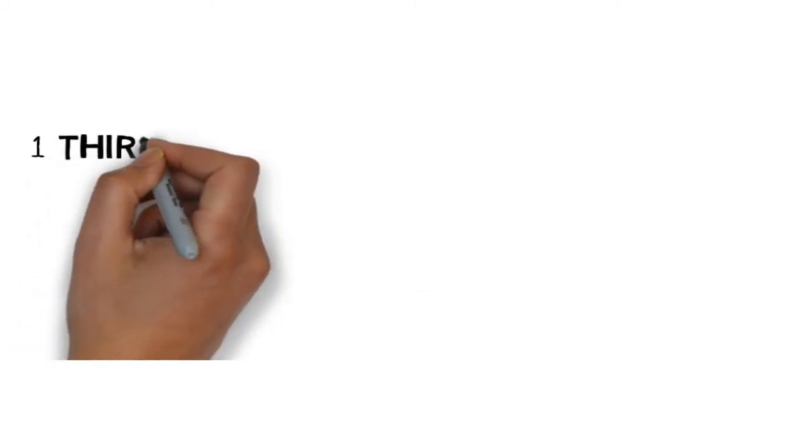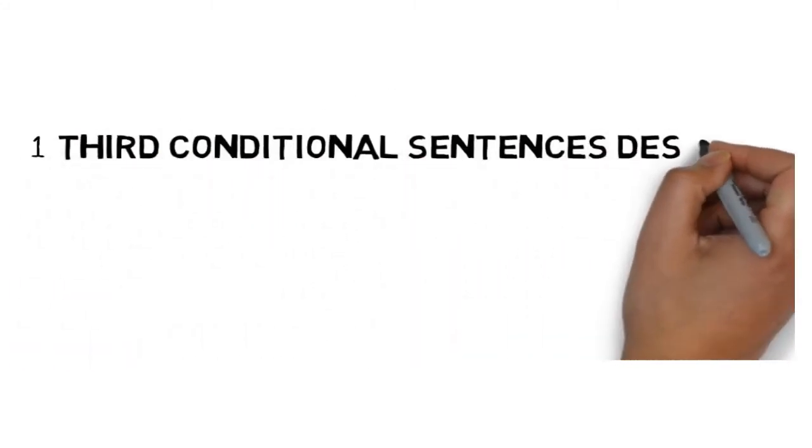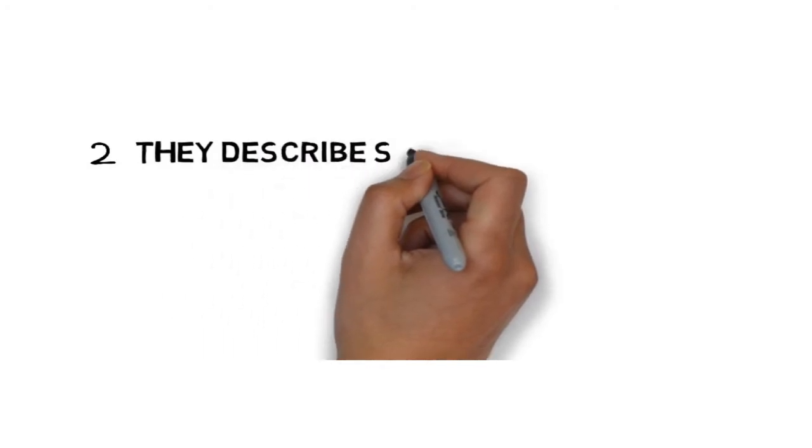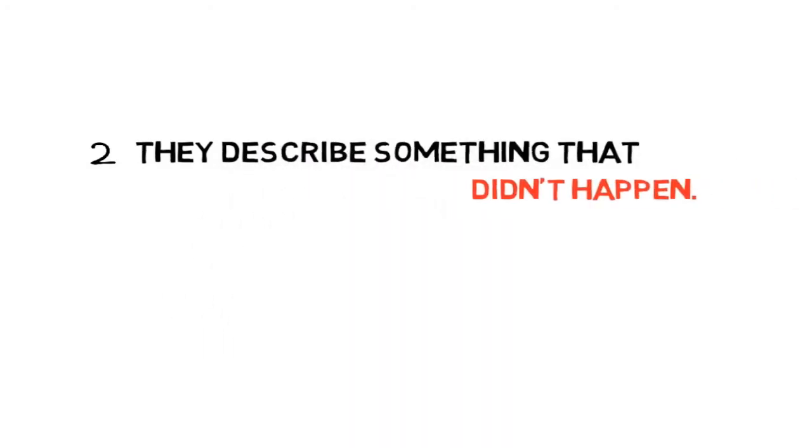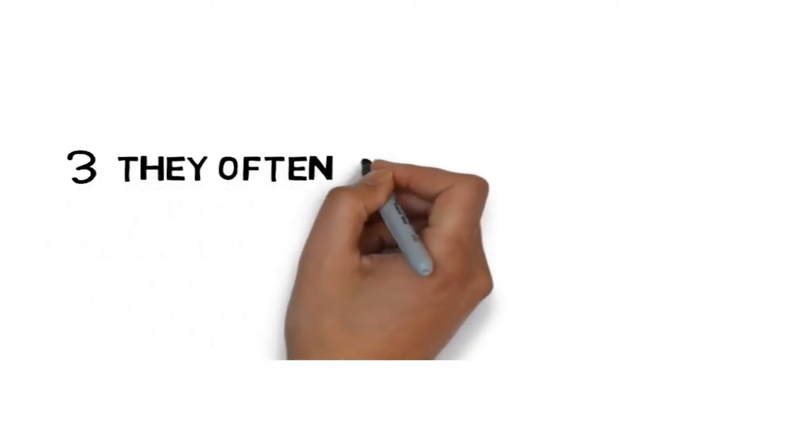Let's get started. There are 3 things to remember about the third conditional. 1. Third conditional sentences describe the past. 2. They describe something that didn't happen. 3. They often express a feeling of regret. So let's see some examples.